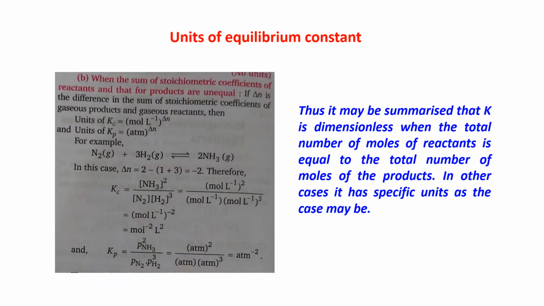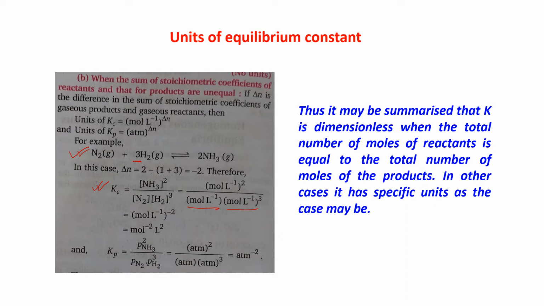Now see, for this reaction, N2 gas plus 3H2 gas is giving you 2NH3 gas. Now how to write the Kc for this reaction? Kc for this reaction is NH3 to the power 2 divided by N2 and H2 to the power 3, because its stoichiometry is 3. Now NH3 to the power 2 can be written as mole liter minus 1 to the power 2. And for N2 it is mole liter minus 1. And for H2 to the power 3 is mole liter minus 1 to the power 3.